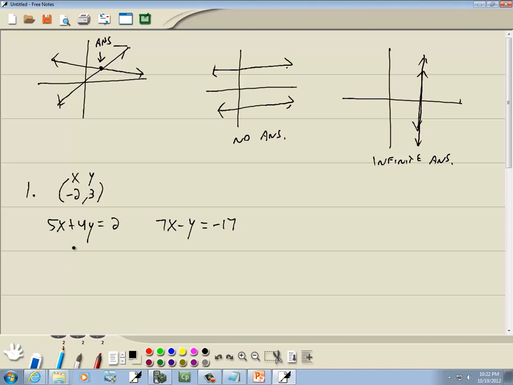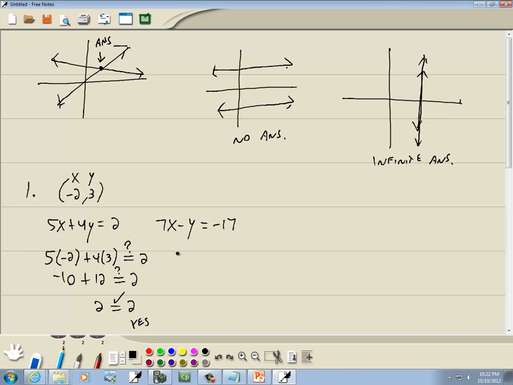So what we're going to do is plug in -2 for x, and for y we'll plug in 3. So we got 5 times -2 plus 4 times 3, and we're wondering if that's equal to 2. Well, 5 times -2 is -10, plus 4 times 3 is 12. -10 plus 12 gives us 2. So 2 does equal 2. So the answer here for this part will be yes.